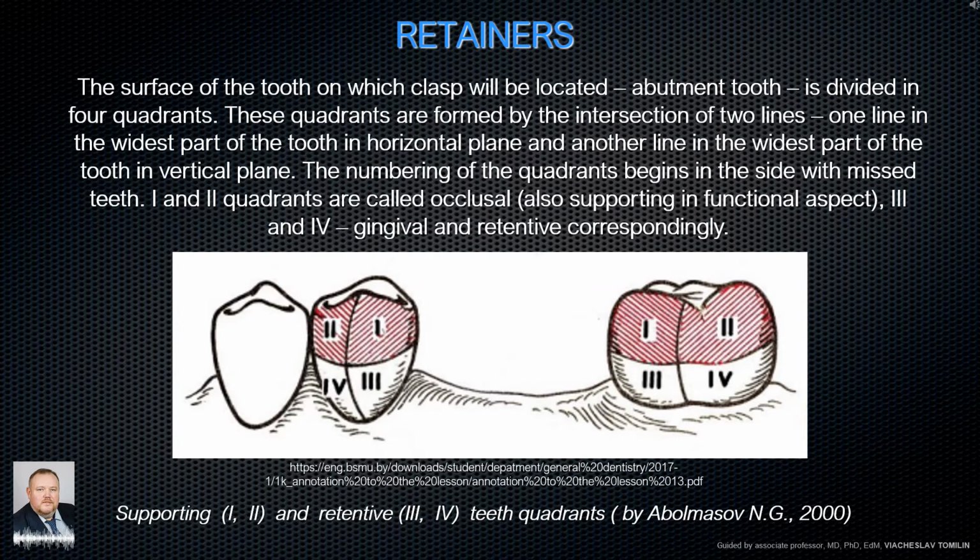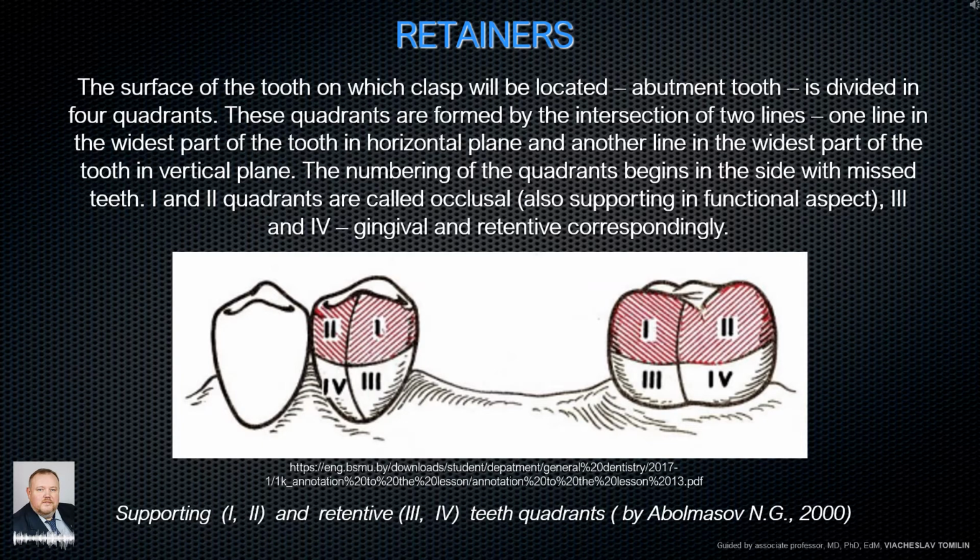Retainers. The surface of the tooth on which the clasp will be located, the abutment tooth, is divided into 4 quadrants. These quadrants are formed by the intersection of 2 lines, one line in the widest part of the tooth in the horizontal plane and another line in the widest part of the tooth in the vertical plane. The numbering of the quadrants begins on the side with missing teeth. Quadrants 1 and 2 are called occlusal, also supporting in functional aspect. 3 and 4, gingival and retentive correspondingly.